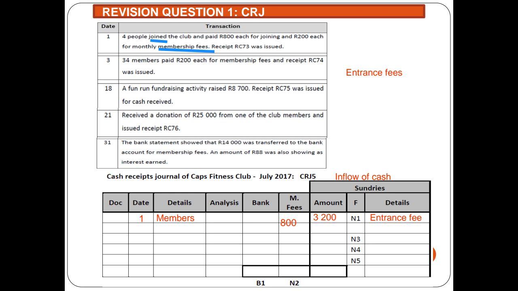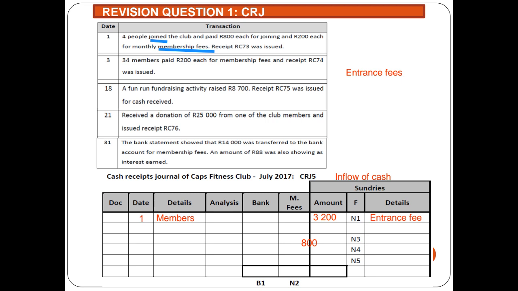Because you do have the column, you will write it there. For this question, the way it has been structured, it allowed us. So can you see now that we can go and transfer. So all in all, how much did we receive? How much is 3,200 and 800? 4,000. So where do we have to go and record this 4,000?